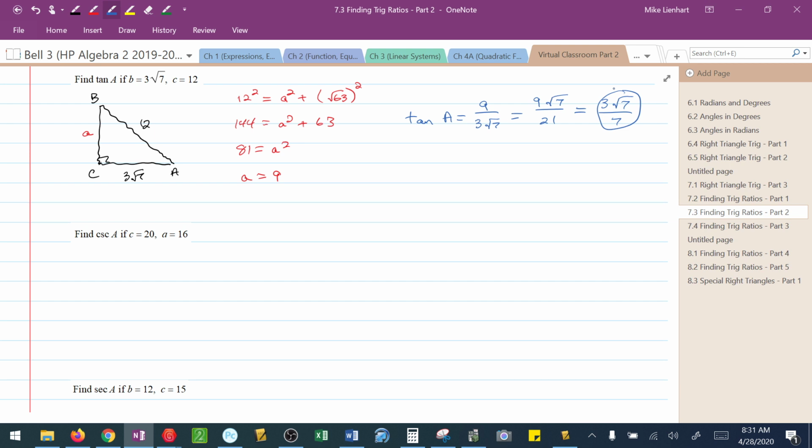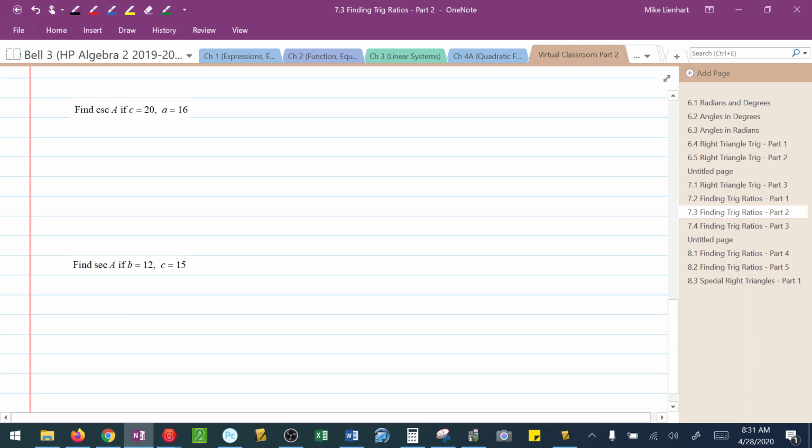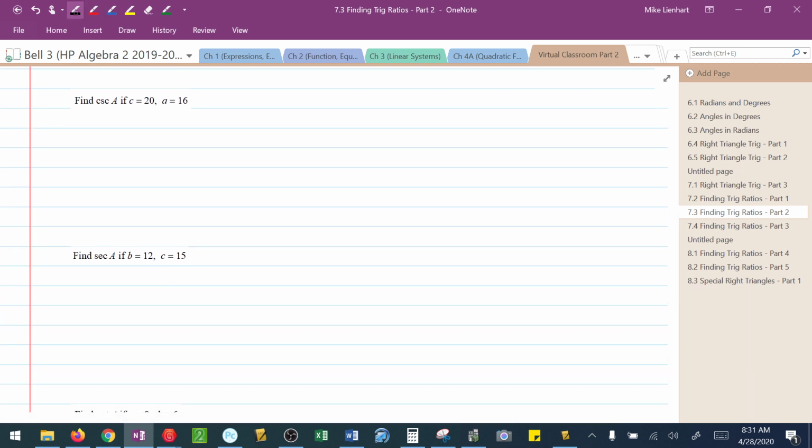So now let's look at some more. Even though they changed to one of the other trig functions, one of the reciprocals here, I still set it up and do it most of the way the same way. So I've got triangle ABC, where C is still the right angle. They tell me that side C is 20. They tell me that side A is 16. And they want me to find the cosecant of A.